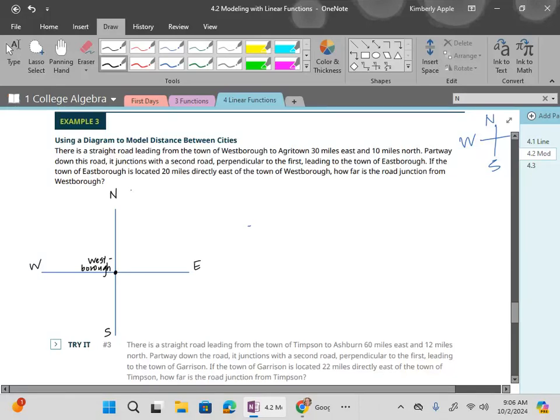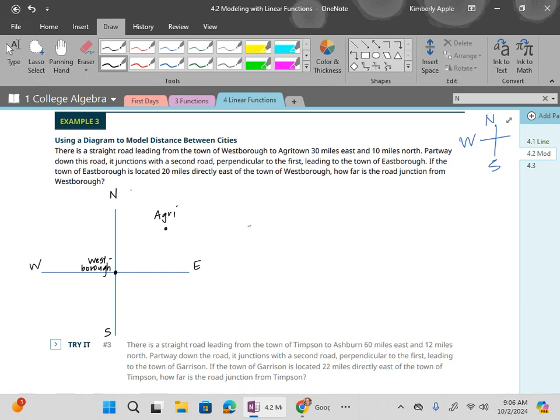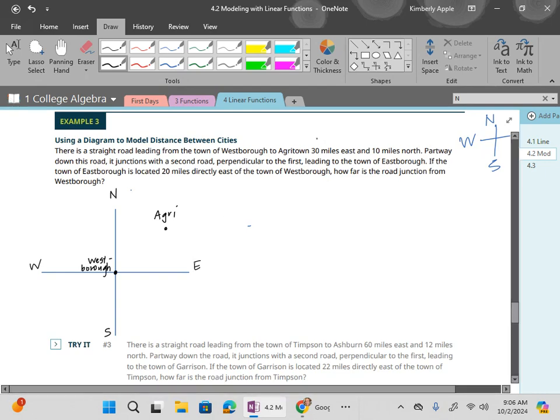Alrighty. So Agratown is where? It's east and north somewhere, right? So I'll go east and then I'll go north. So it's somewhere here, right? You see how I did that? The origin is called the origin because it's your starting place. I put Westboro on the origin because that's where I start. That makes sense? Okay. So Agratown is 30 miles east and 10 miles north.